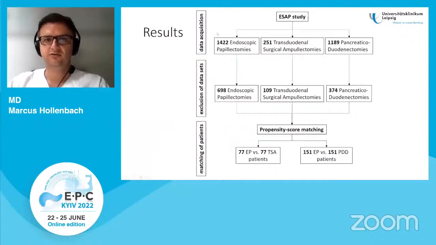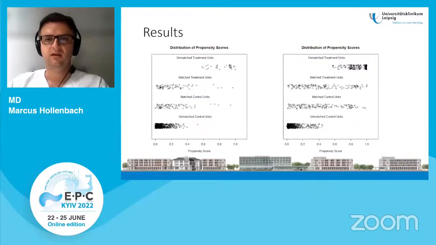These are our results. Out of the more than 2,000 included patients, we had to exclude a lot of procedures because either the matching criteria or the main outcomes were missing. At the end, we were able to perform a perfect propensity score matching of 77 patient pairs of EP and TSA patients and 151 pairs of EP and PDD patients. You can see the graphical visualization of the matching, and you can see that the matched cohorts of the EP and the TSA and the EP and the PDD groups are well comparable.